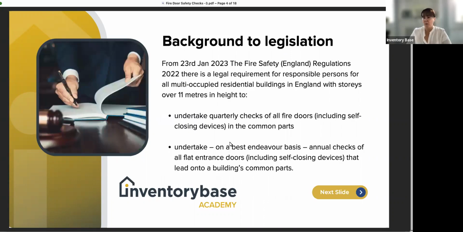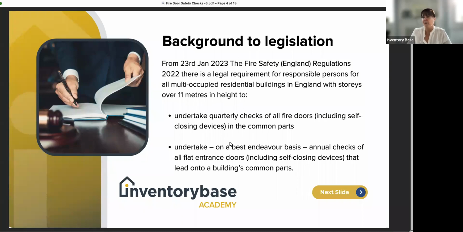So from the 23rd of January, which is next Monday if you're looking at it from a 2023 perspective, fire safety regulations come into force, where there's a requirement for responsible persons for all multi-occupied residential buildings in England with stories over 11 meters in height. So this is around about 5 levels, if you look at it from that point of view. And the regulation is that you undertake quarterly checks of all fire doors. And this includes the self-closing devices in the common parts.